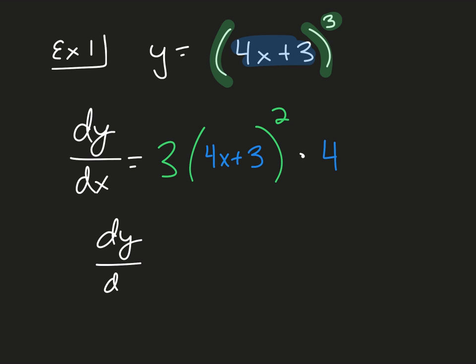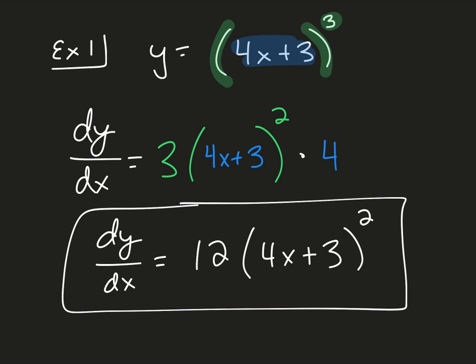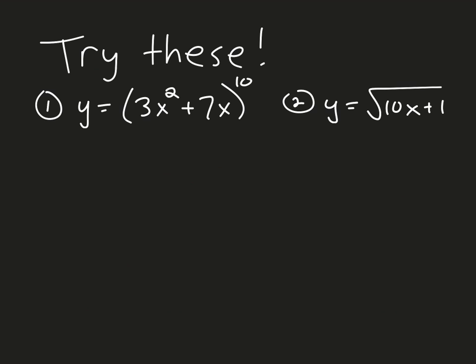And now I can clean it up a little bit, multiply my constants together. You really don't have to simplify too much using chain rule. Just simplify your constants, keep it simple. And here's our first derivative using chain rule. Not too bad. Pause the video, try these two problems on your own, and then unpause when you're ready to see the solutions.